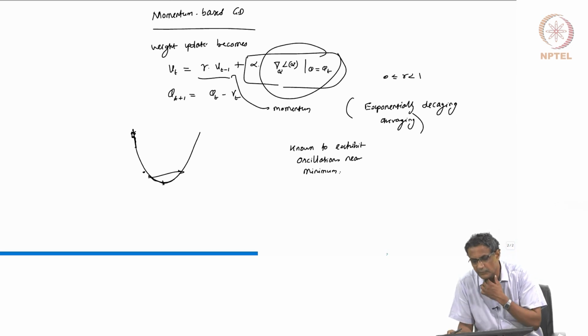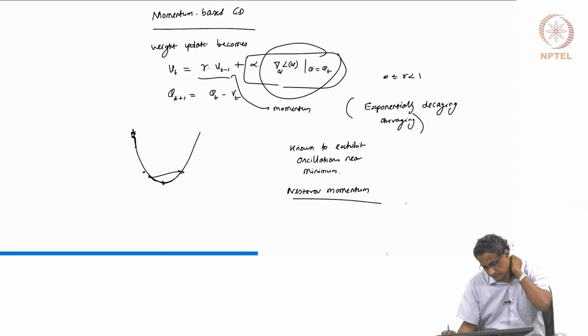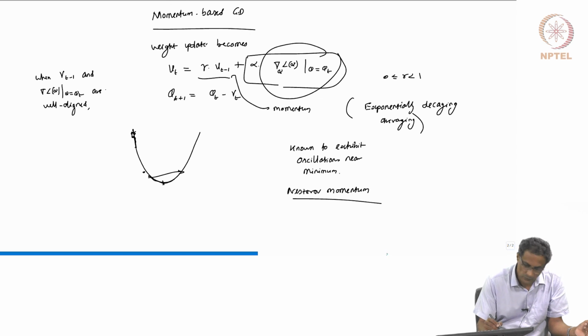But the point is, it is actually used. There is a variation of this that people use, called Nesterov momentum. I'll just hint at what it is. Let me just write that when Vt minus 1 and the gradient of L at theta equal to theta t are well aligned, you get added momentum, and that's why it's called momentum based, to move faster.